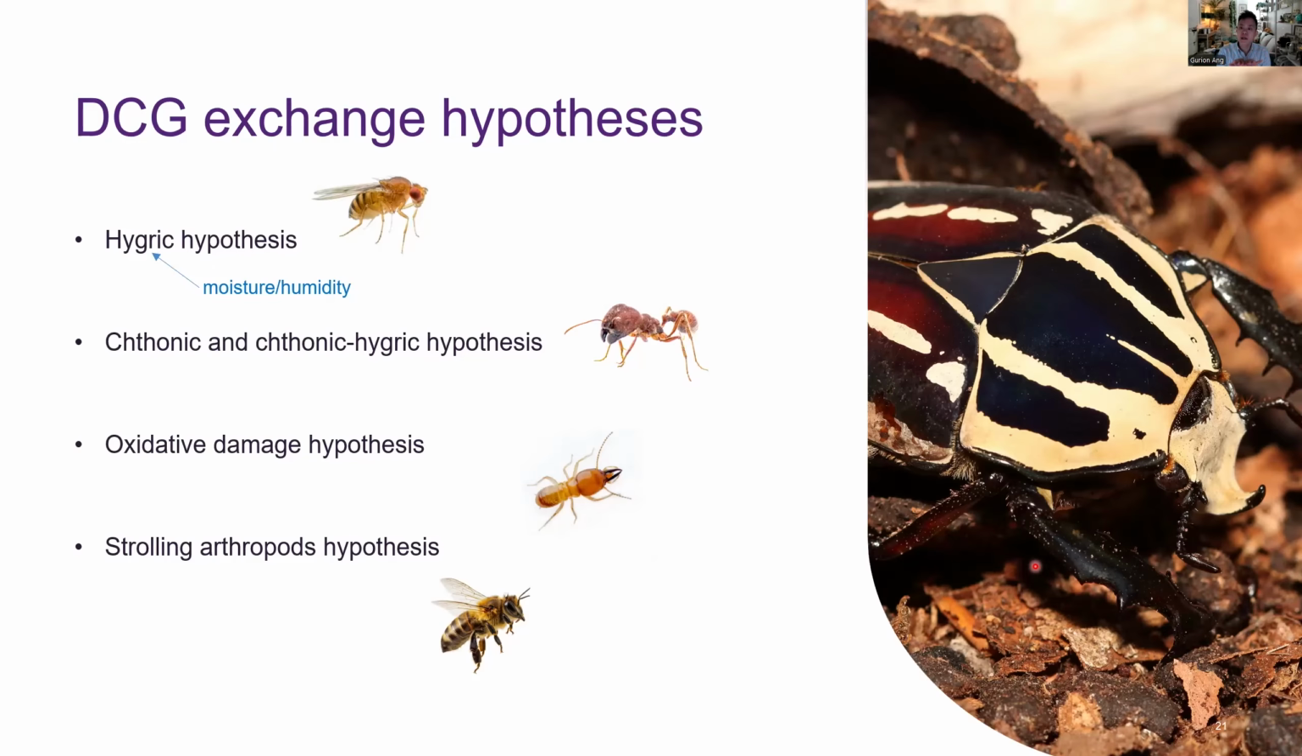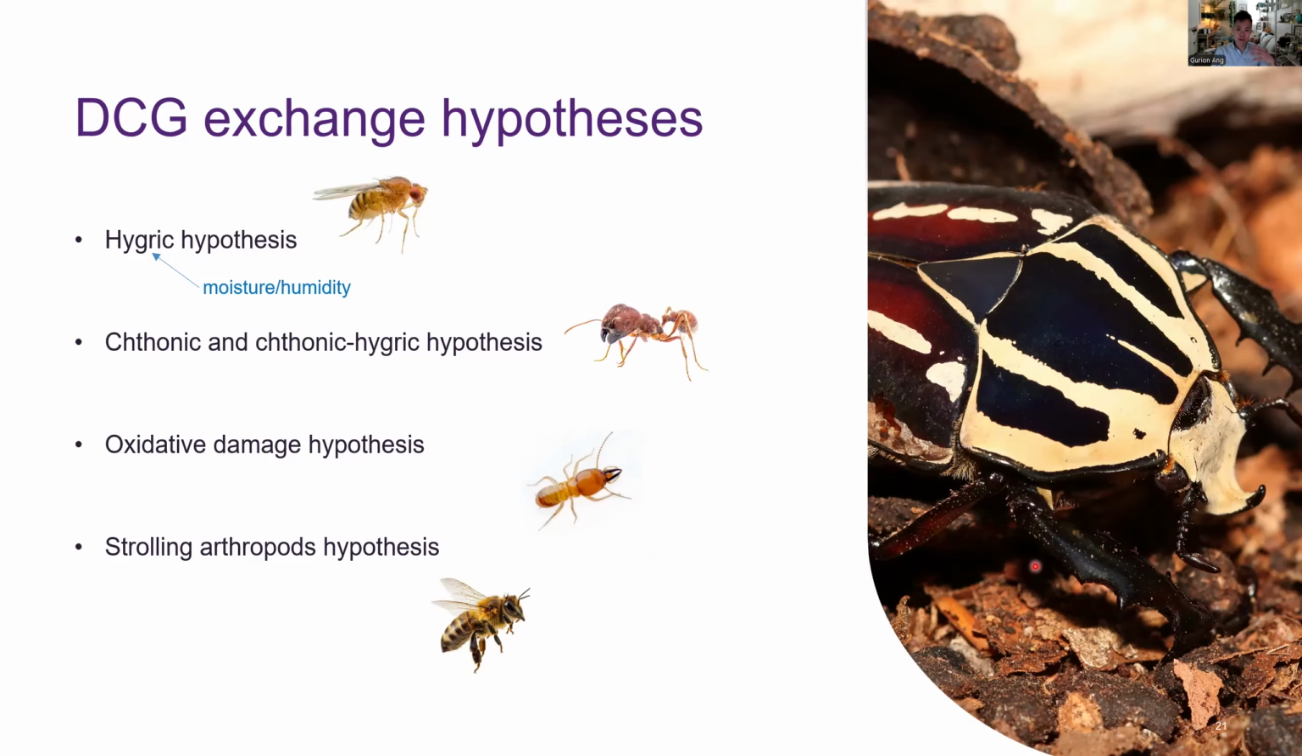But in experiments where the flies were exposed to drier conditions, they actually started exhibiting respiratory patterns similar to discontinuous gas exchange. So the hypothesis, the hygric hypothesis, came about because this DCG pattern would be exhibited by an insect exposed to dry conditions, and that insect would typically exhibit continuous gas exchange. So that's the evidence for that hypothesis.